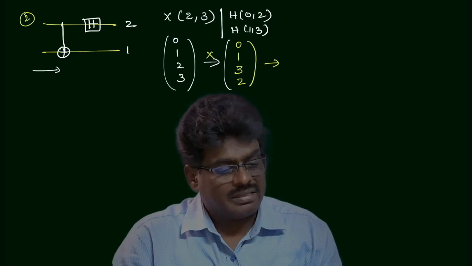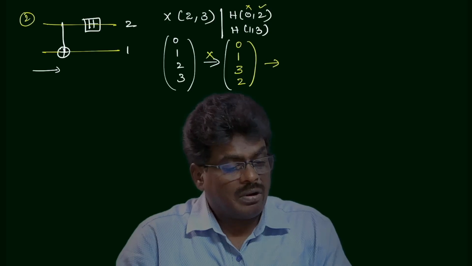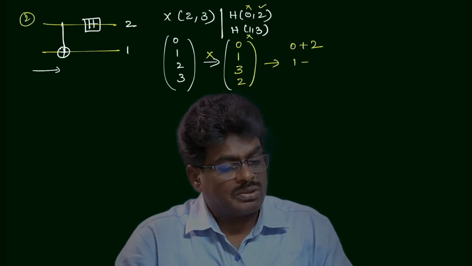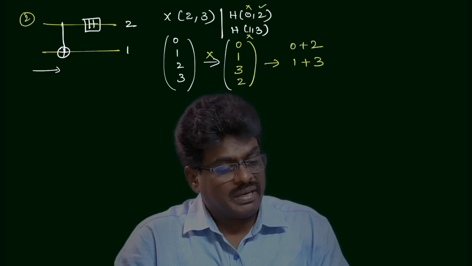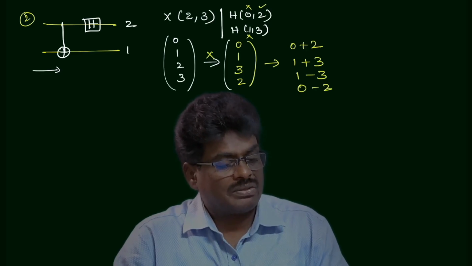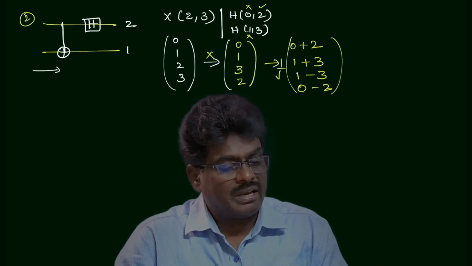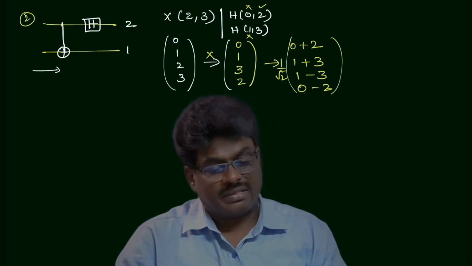Okay, next come to this. This is off on. 0 is off, it creates a superposition of 0 and 2, that's why 0 plus 2. 1 is off, it creates a superposition 1 plus 3. 3 is on, that's why it creates 1 minus 3. 2 on, 0 minus 2. Okay, only two states are there, normalization constant 1 by root 2. Okay, right, and take one more.